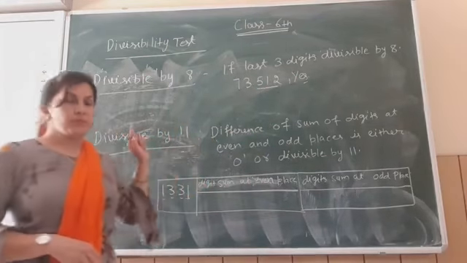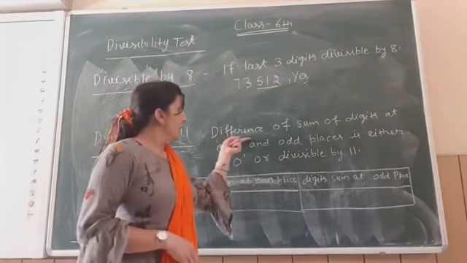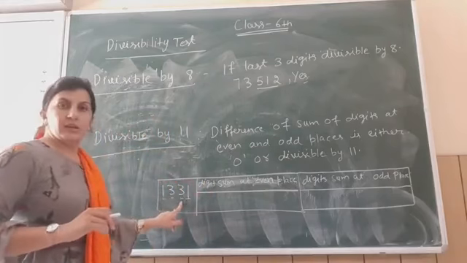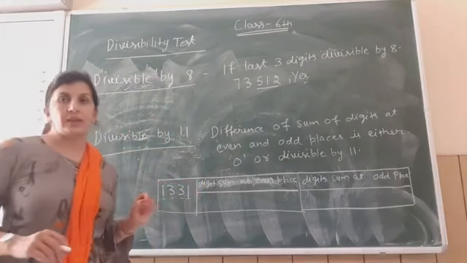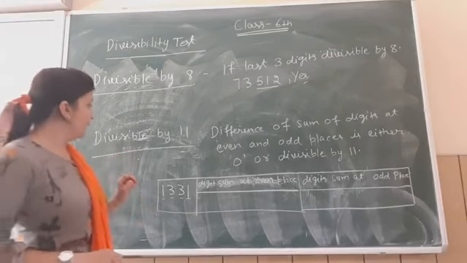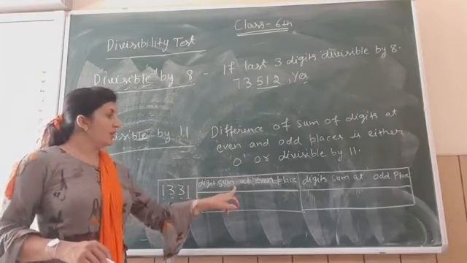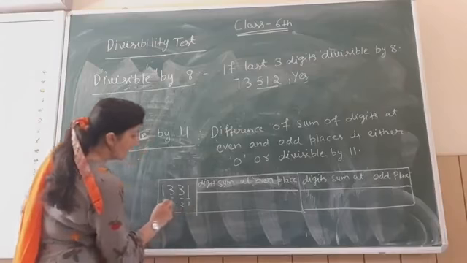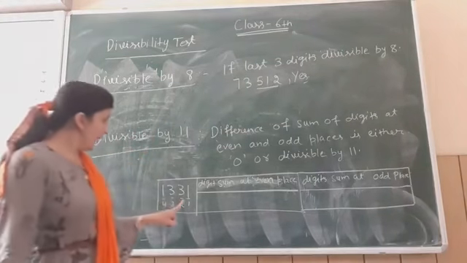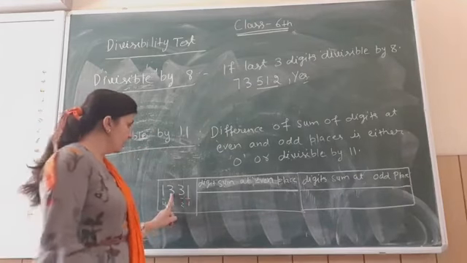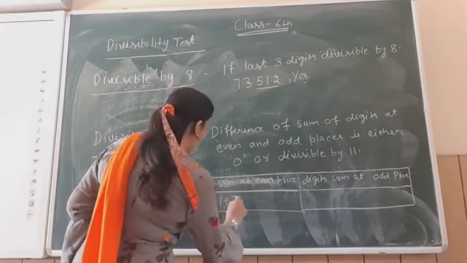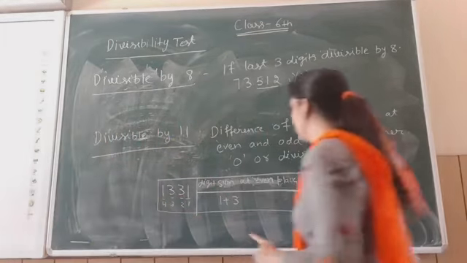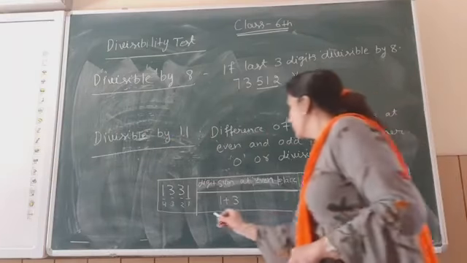Divisibility by 11. Listen to it very carefully. Firstly, we will take an example. I have taken the example 1331. We have to check whether this number is divisible by 11 or not. We will take the sum of digits at even places. The places are 1, 2, 3, 4. At the first and third places, we have 1 and 3, so we add 1 plus 3. At the second and fourth places, we add these too, also 1 plus 3. So what will be the sum?